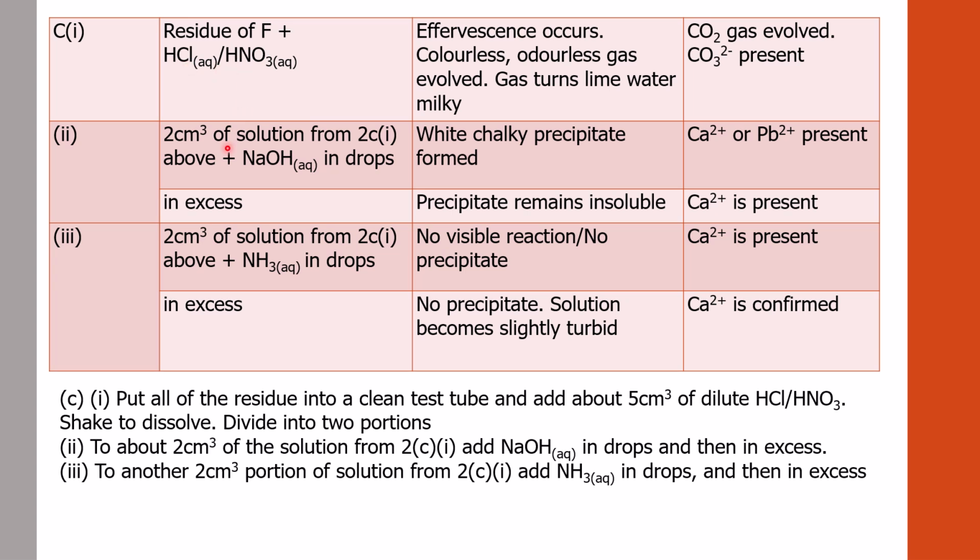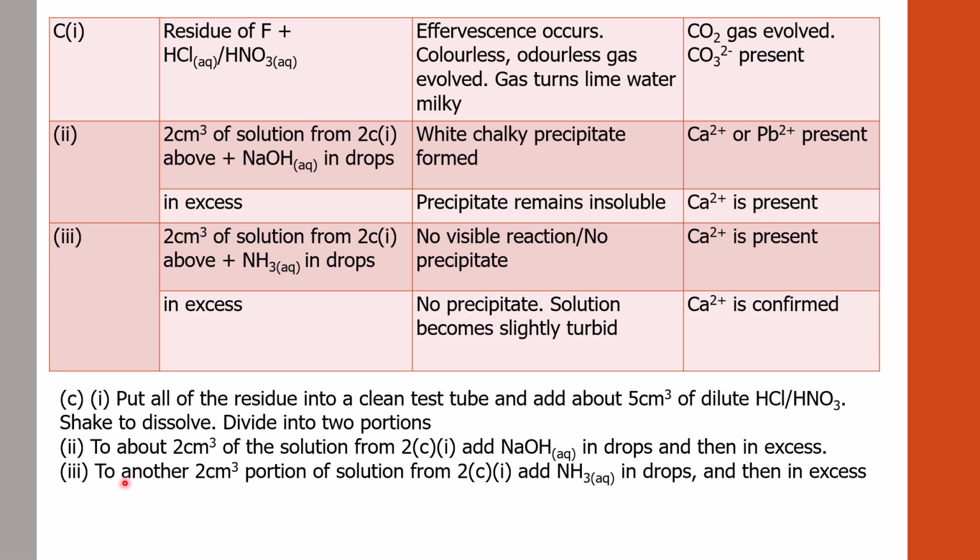All right. The second question says to about 2 cm³ of the solution from 2Ci, add sodium hydroxide in drops and then in excess. If you add sodium hydroxide in drops, a white chalky precipitate is formed. This is an indication that calcium ion or lead 2 ion is present. If you add it in excess, the precipitate remains insoluble. It's an indication that calcium ion is present.